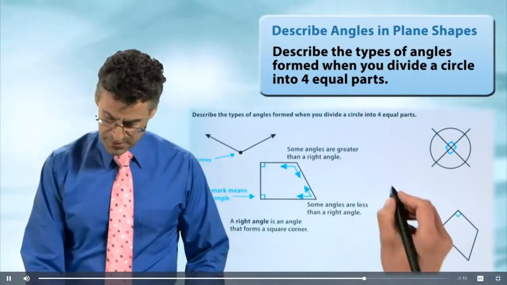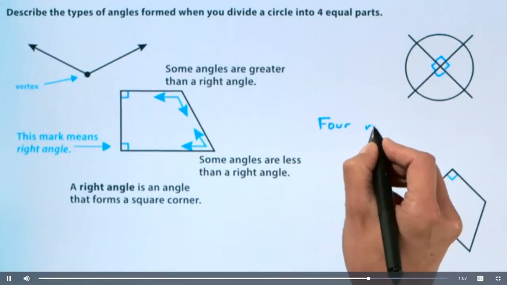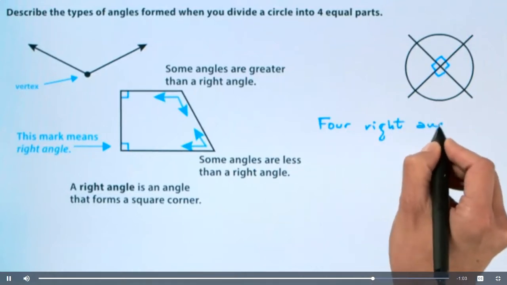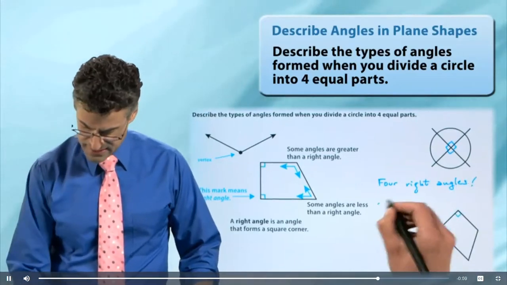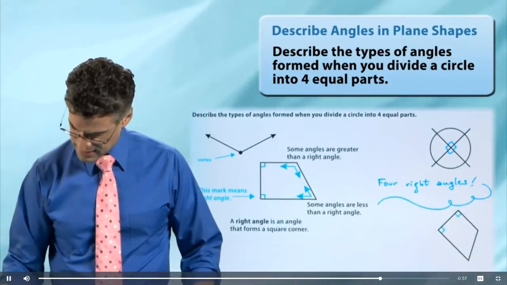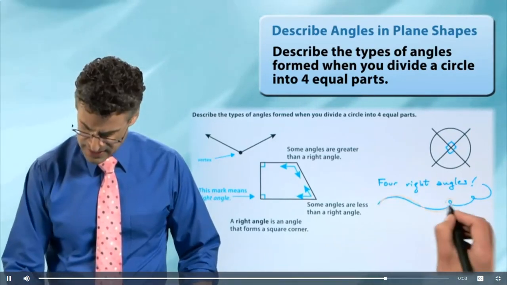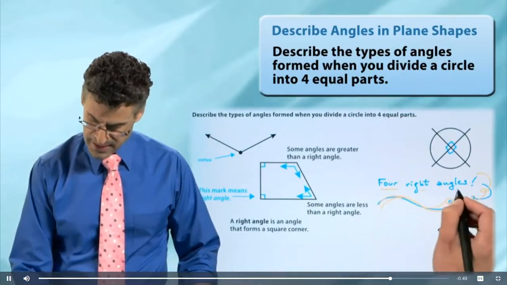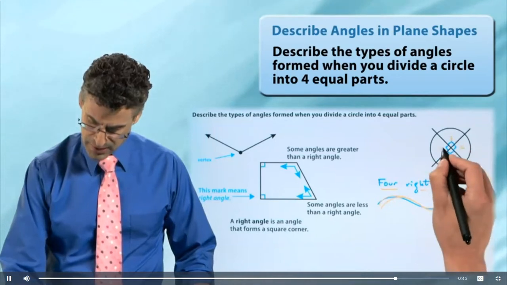The answer to what types of angles we get is 4 right angles. And that is the answer. Isn't that neat? I think it's neat, neat, neat. 4 right angles, and you can see them. 1, 2, 3, 4. 4 right angles.